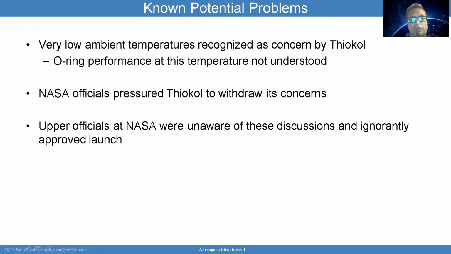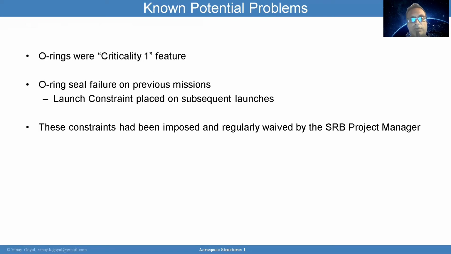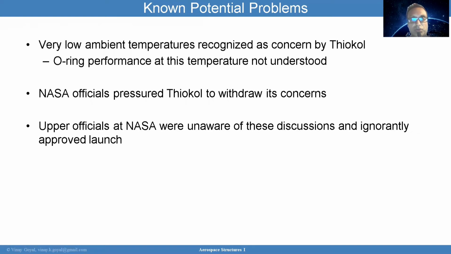There were known potential problems with O-rings, and O-rings were a criticality 1 feature. O-ring seal failure had been seen on previous missions, and constraints had been placed on subsequent launches. These constraints had been imposed and regularly waived by the solid rocket motor project manager. Very low ambient temperatures were recognized as a concern by the contractor to NASA, Thiokol, and O-ring performance at this temperature was not well understood.